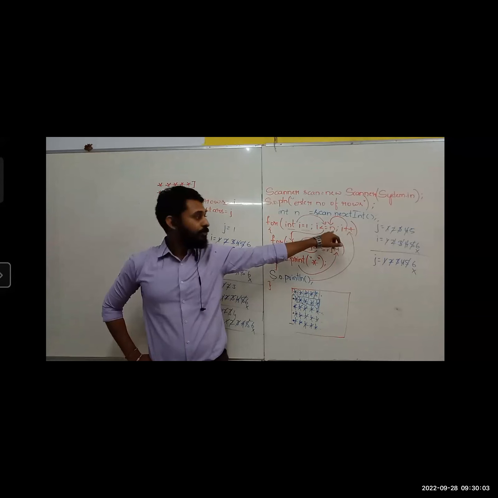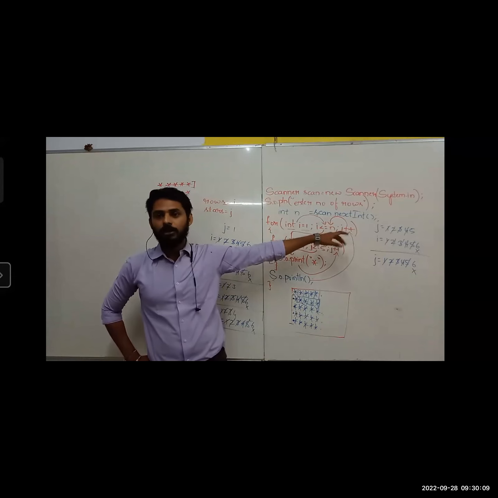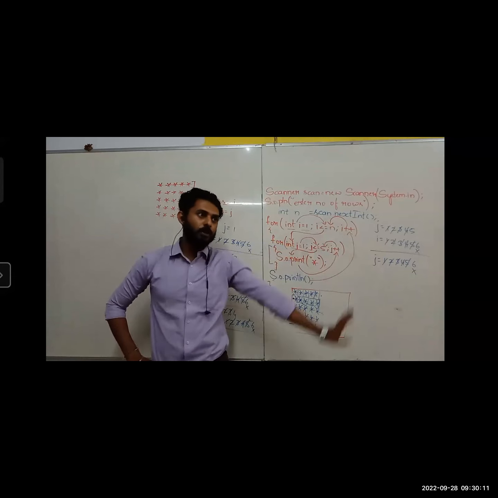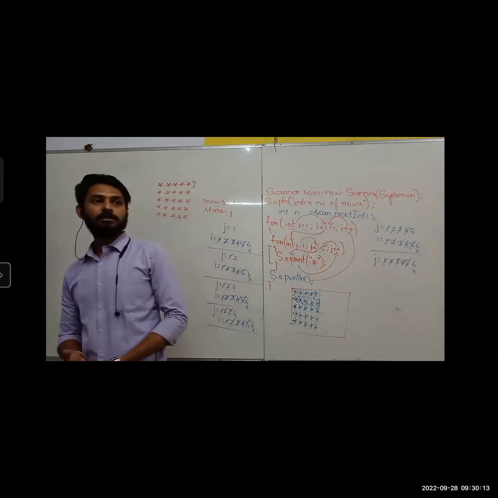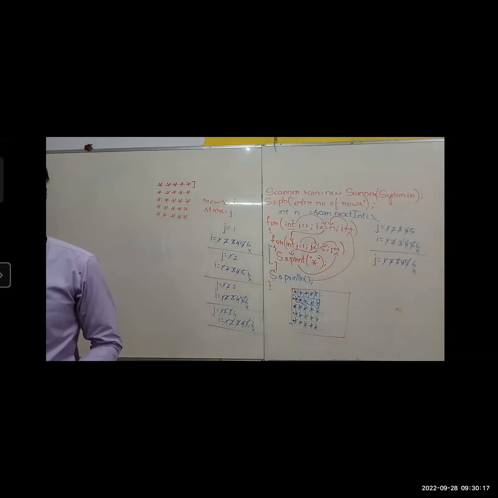Here you are using n, right? Yeah. If we don't use this n and if we write the value directly as 5, 10, whatever it is, it will work, but your program will become fixed. It will not work for any values of user.